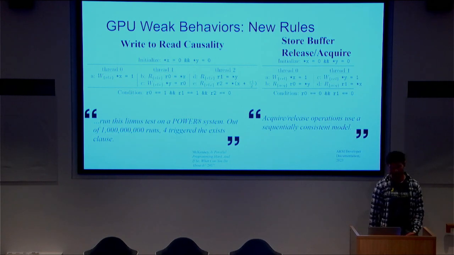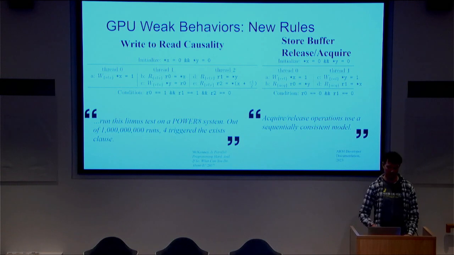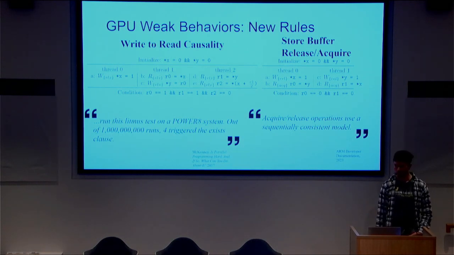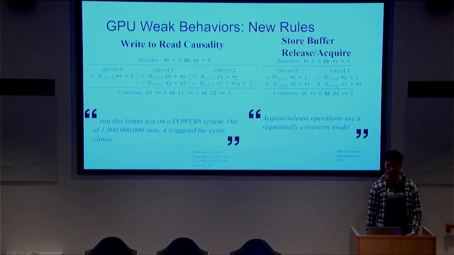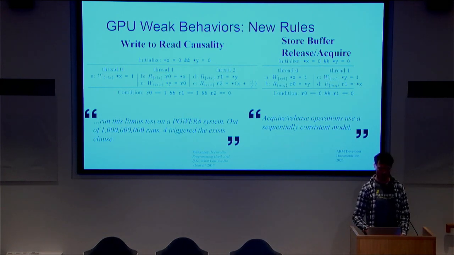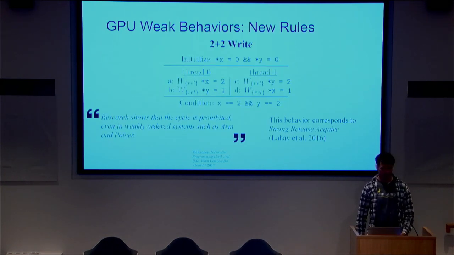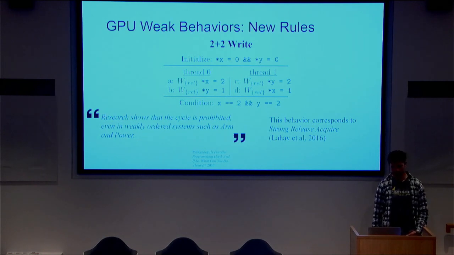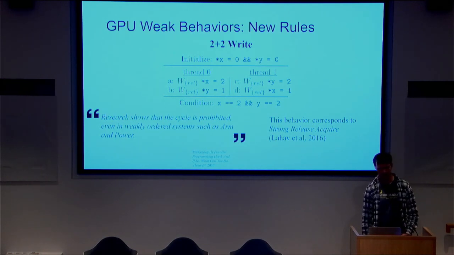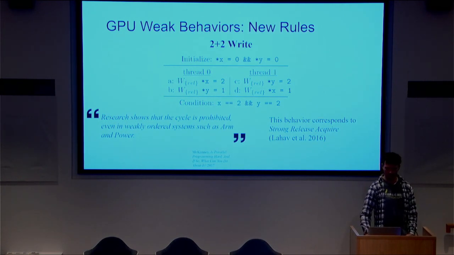Similarly, the ARM memory model has now moved to sequentially consistent release acquire. So if you have the store buffering example with release acquire reads and writes, you're not going to see the weak behavior anymore. Is that the case on GPUs? And yet another one, the 2+2 write with release fences, again from McKenney's book, there's a quote that says that this cycle is prohibited even in weakly ordered systems. And the fact that this can't occur also corresponds to a strong release acquire, which is another memory model that was developed by Ori and others.